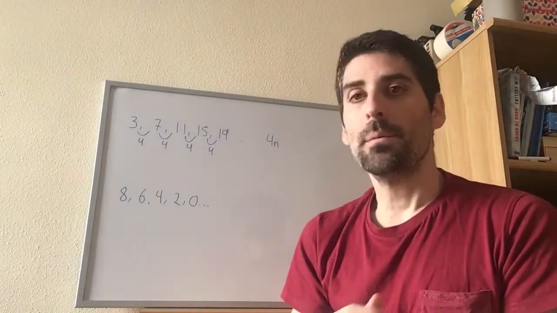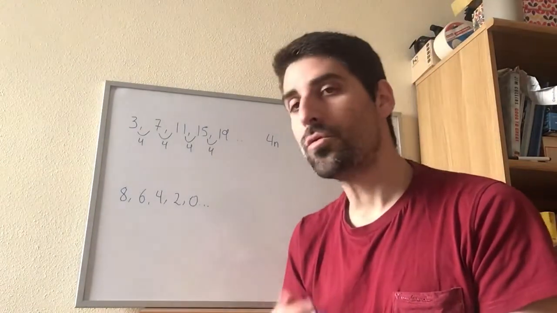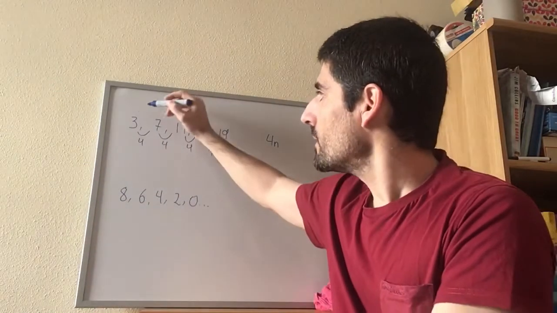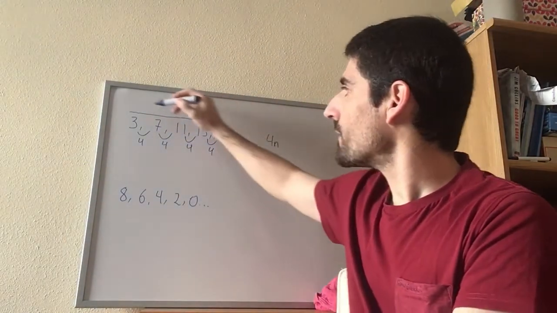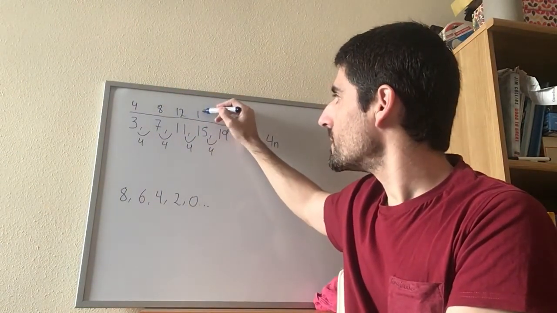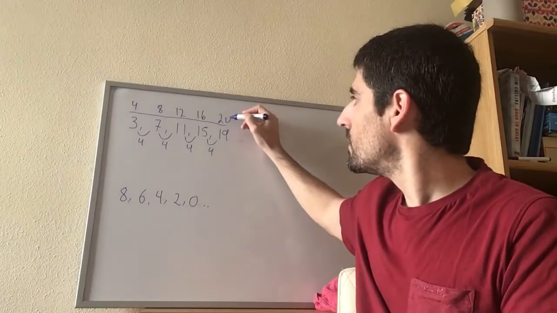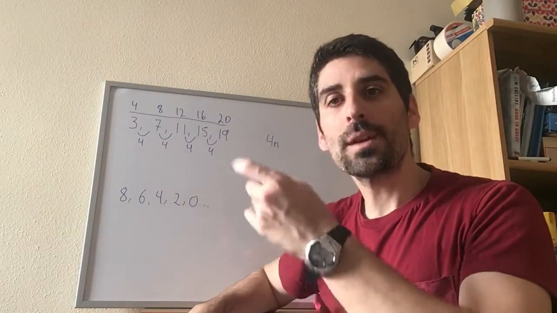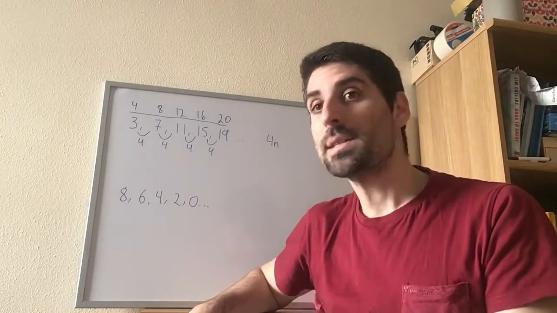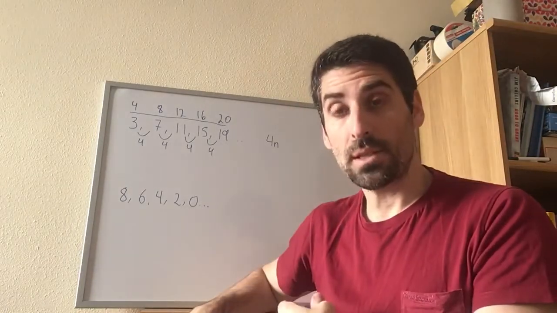Because it goes up in 4s, I am going to write the 4 times tables, because the 4 times tables also goes up in 4s. So if I write here at the top 4, 8, 12, 16, 20, what do I need to do to go from the 4 times table to the sequence that I've got? And please don't get this the wrong way around. It is always, how do I go from the 4 times table to the actual sequence?